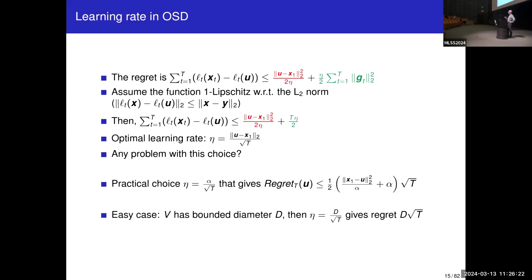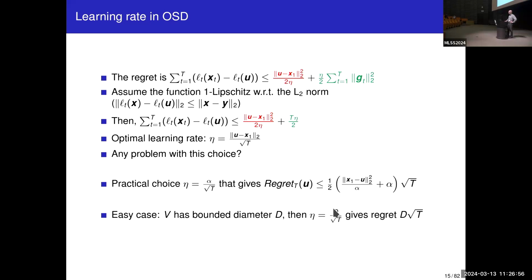Now, there is an easy case in which you can actually solve this problem. You can say, in the case in which the feasible set has a bounded diameter, well, I still don't know what U is, but I know that regardless of the choice of U, given that I am in a bounded domain with a bounded diameter, U minus x1, if the bounded diameter is D, is bounded by D. And so now this is D squared divided by eta plus number of iterations multiplied by learning rate. I can solve the trade-off exactly.